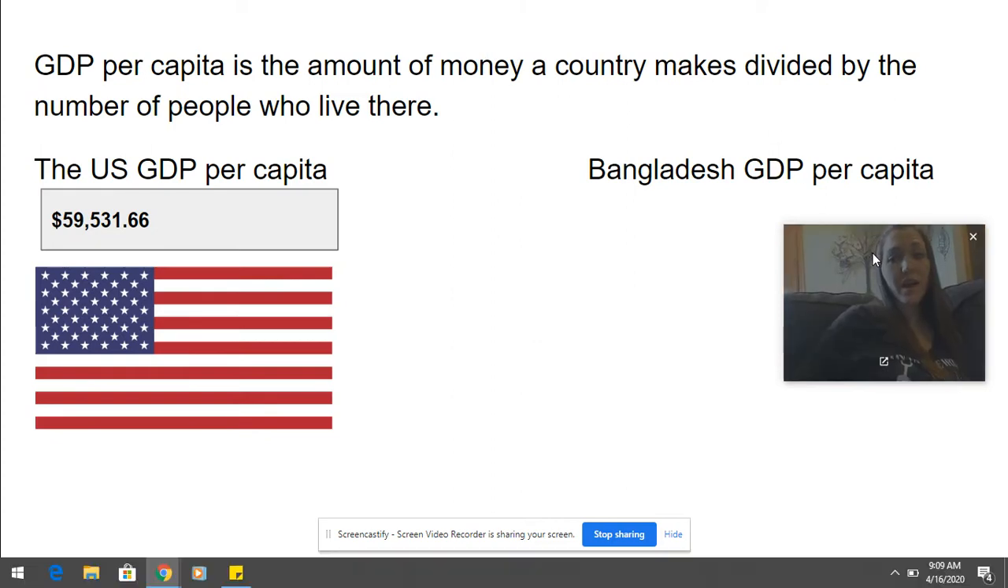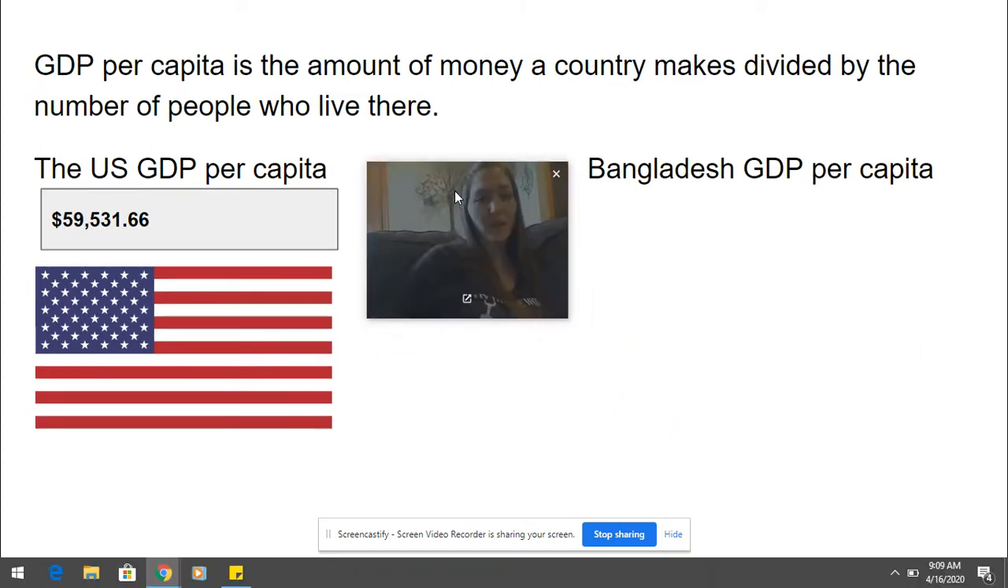All right, we have talked about GDP per capita at the beginning of the school year. We're going to review that definition just in case you forgot. GDP per capita is the amount of money a country makes divided by the number of people who live there. So it would be like if we took all the money the United States makes on the things that they sell and divided it between each and every person in the US.